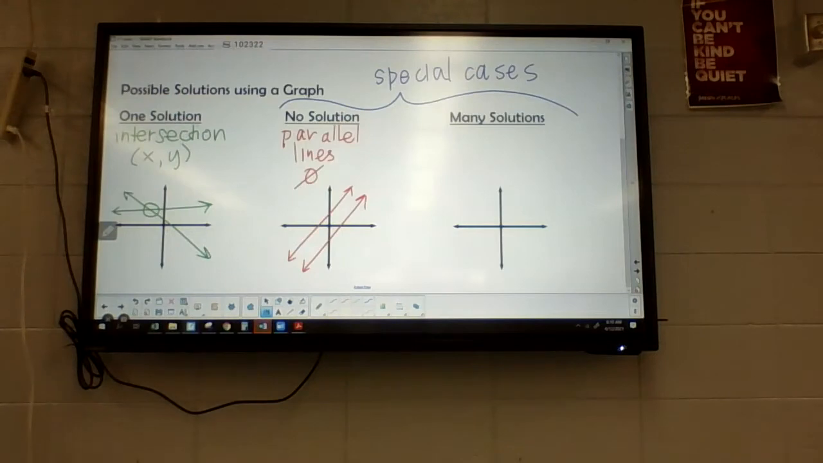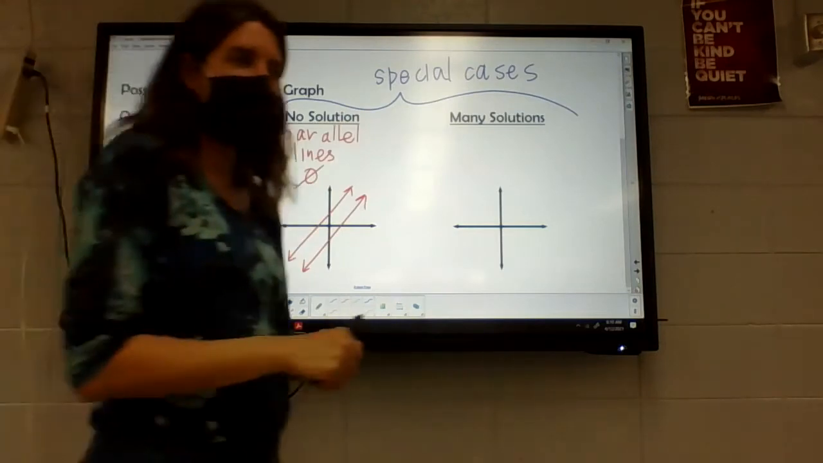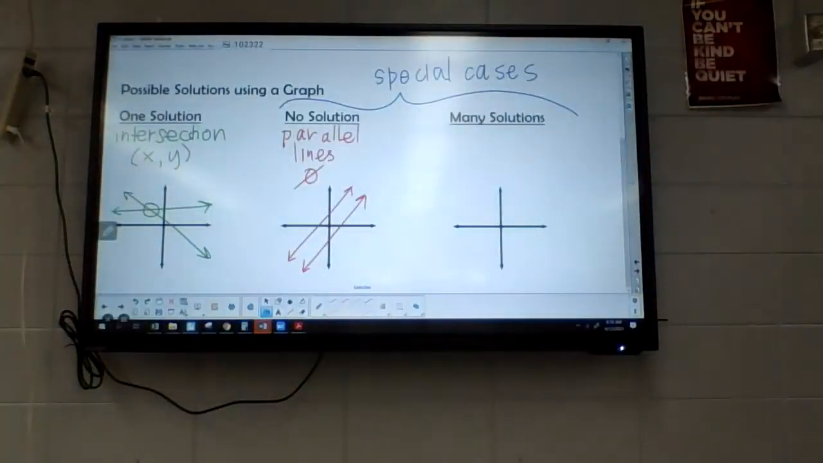No solution, so the zero with a line through, you can say. So if I go to graph and my lines are completely parallel, remember parallel means they'd have the same slope, that would tell us that those lines would have no solution. They run alongside of each other, but they never meet.